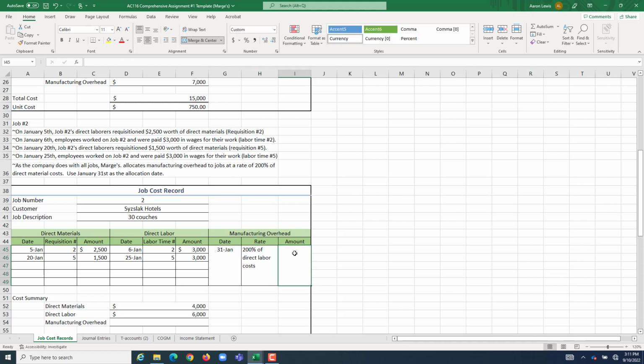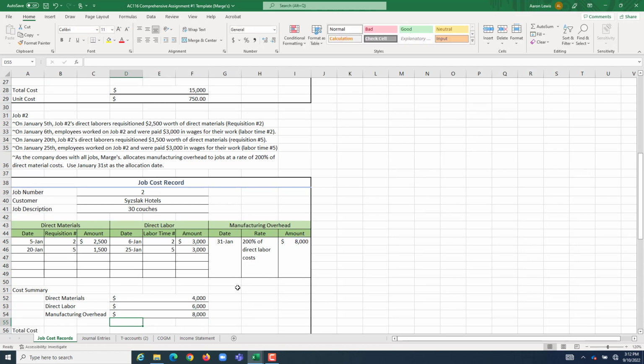Well, what is 200% of our labor costs? Well, in this job, our labor costs were $4,000. 200% is just double that, so we multiply it by 2, or 2.00 if you want to be specific for 200%. Comes out to $8,000. So we're going to take $8,000 out of our overhead pool and put it into job number 2.